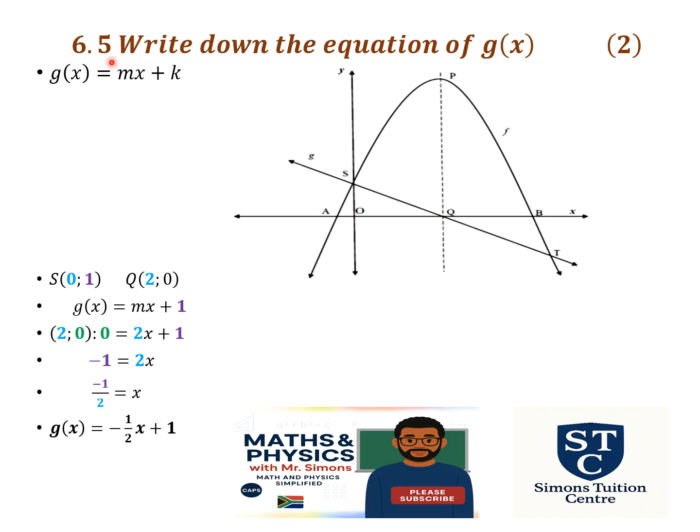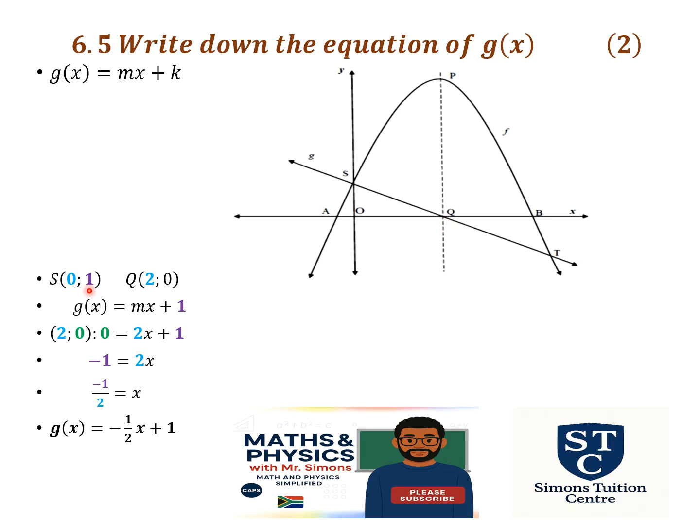Right, 6.5. Write down the equation of g of x. So g of x, as you can see there, is the straight line. The straight line goes through the points S, Q, and T. Right, so I'm going to use 2 of these 3 points, depending on which are given to me, to find the equation of the straight line. So they gave g of x equals mx plus k, where k is my y-intercept, which would be there with that point S. Right, so if we start off, we know S is (0, 1). We also know that Q there was (2, 0), because P is (2, 4). So if x is 2 there, then Q's x value there would also be 2.